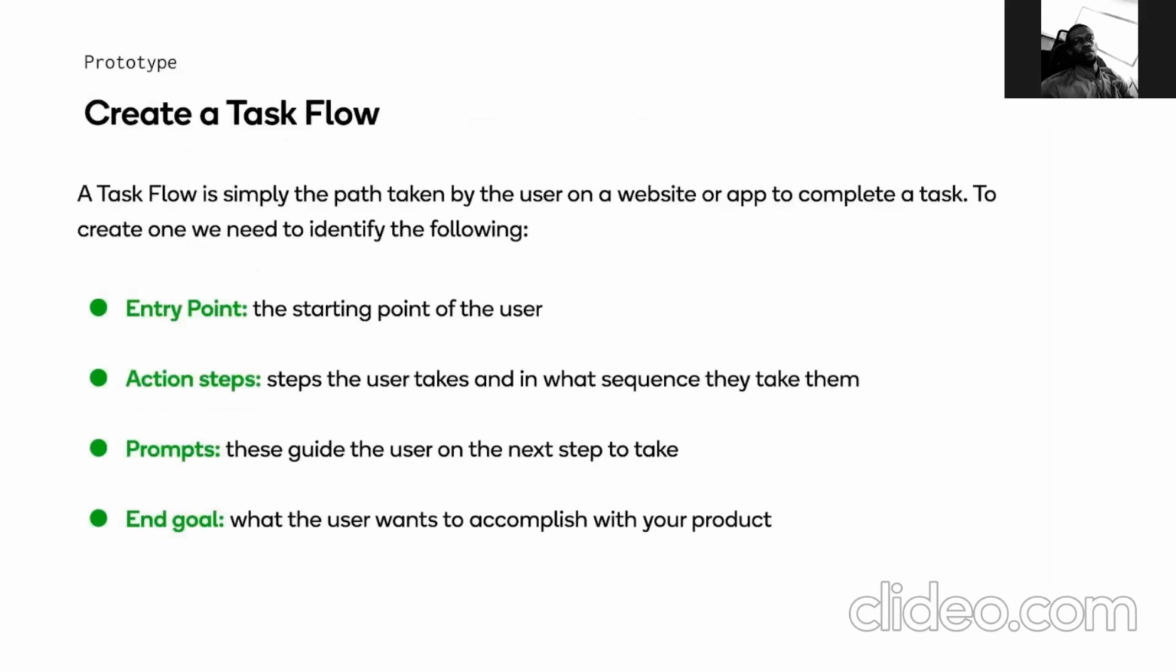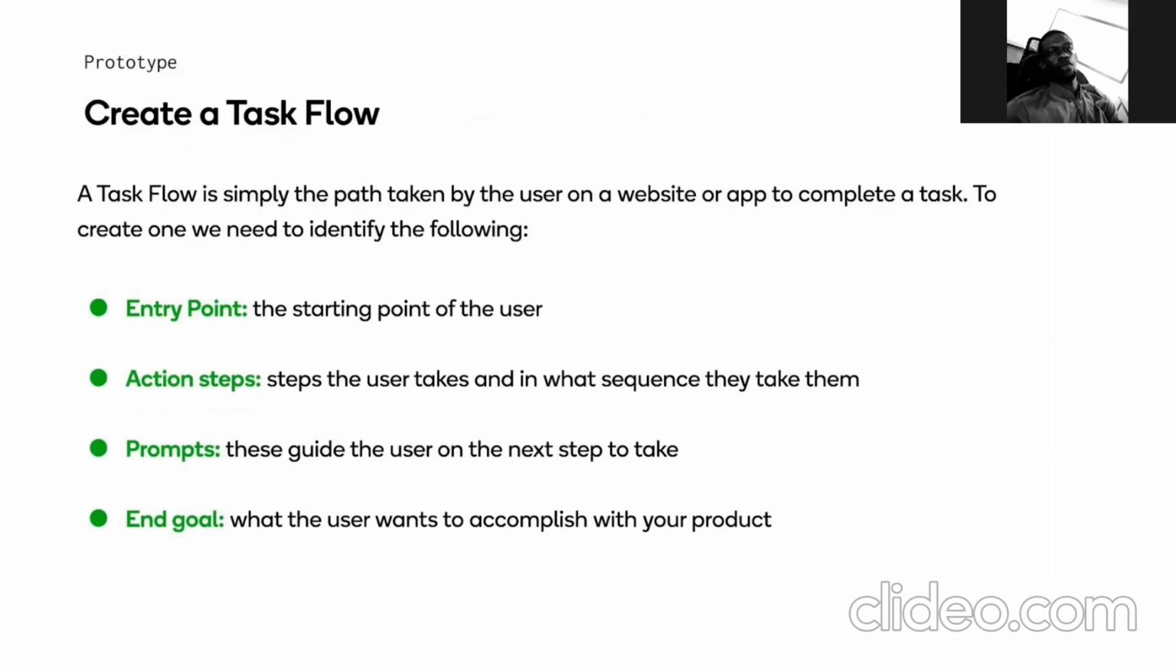And then afterwards, you create a task flow. So a task flow is simply the path taken by the user on a website or app to complete a task. To create one, we need to identify the following. You identify the entry point. The entry point is the starting point of the user. Usually this is when you open the app, and it starts from your mobile device or your laptop. That is your entry point. And then the action steps the users take, and in what sequence they take them.